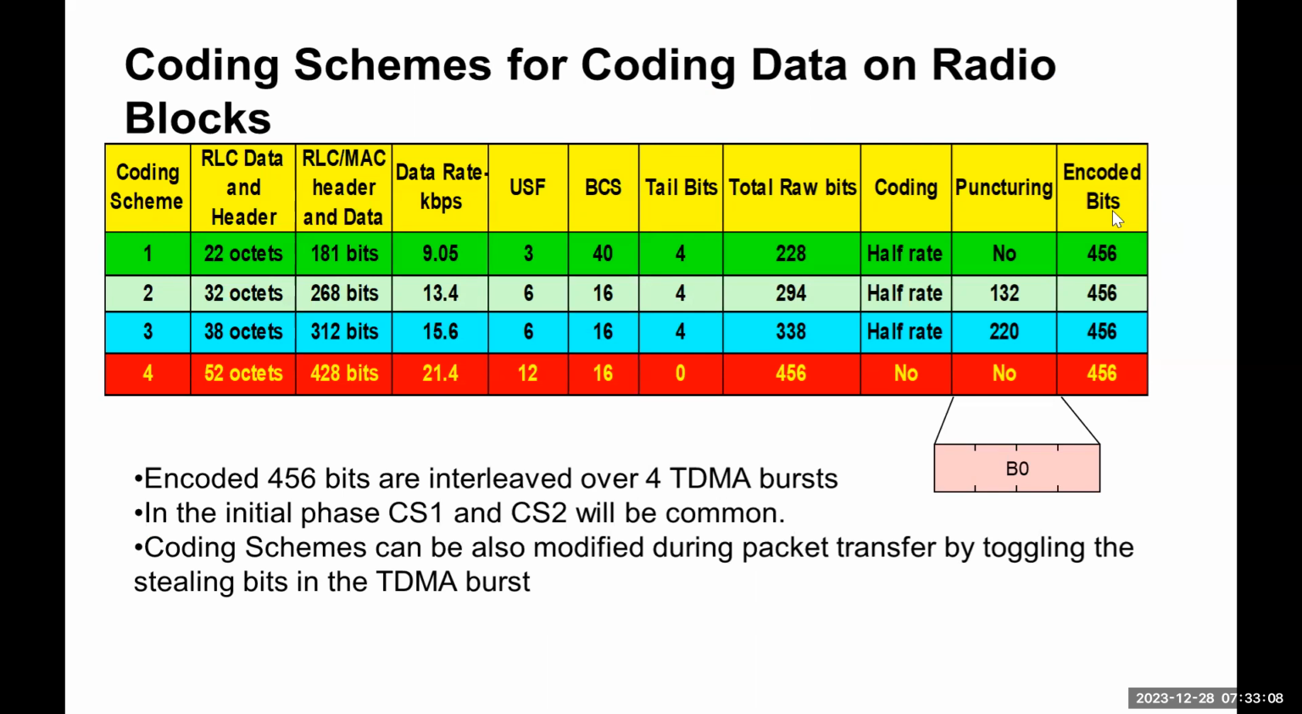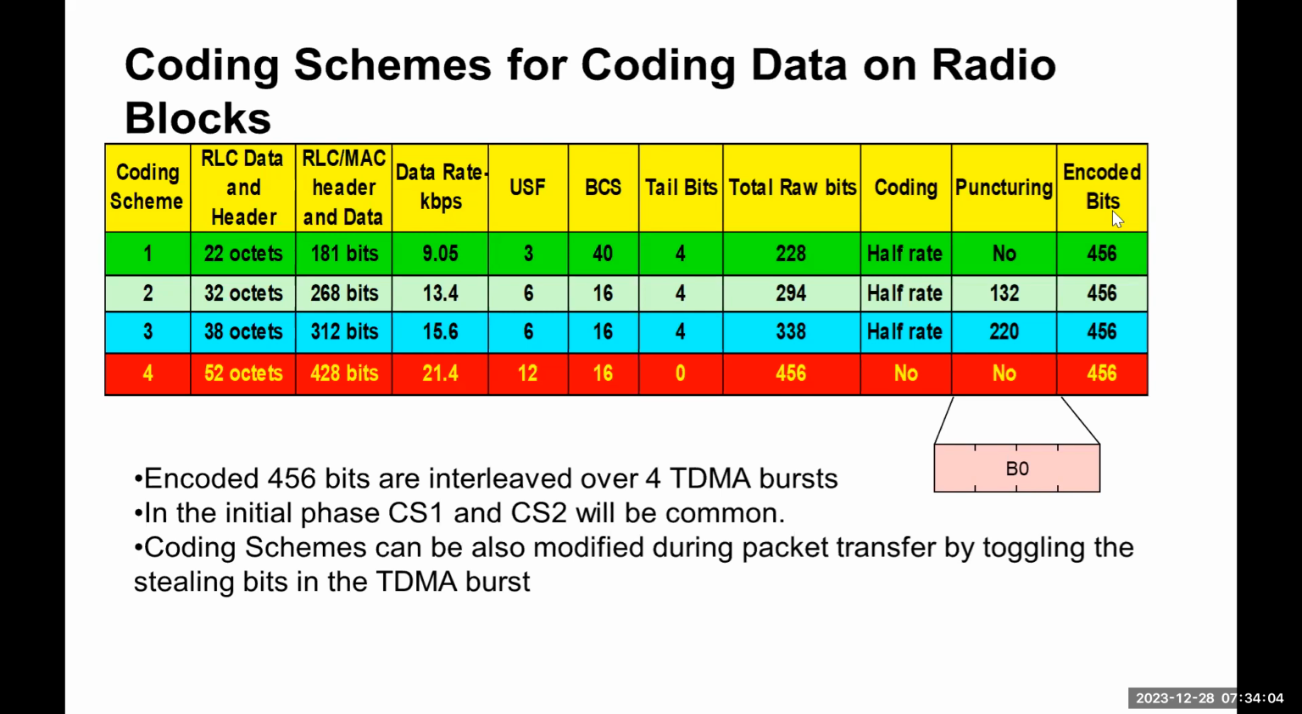1 TDMA burst can carry up to 114 bits of information, and hence each radio block of 4 bursts can carry how many bits? 456 bits of information. What is this information? This information basically contains the user data and coding. Coding means some redundancy is added for error detection and correction. The common process used in the GSM coding was inserting CRC bits and convolution encoding. And the same mechanism is used for GPRS traffic also.